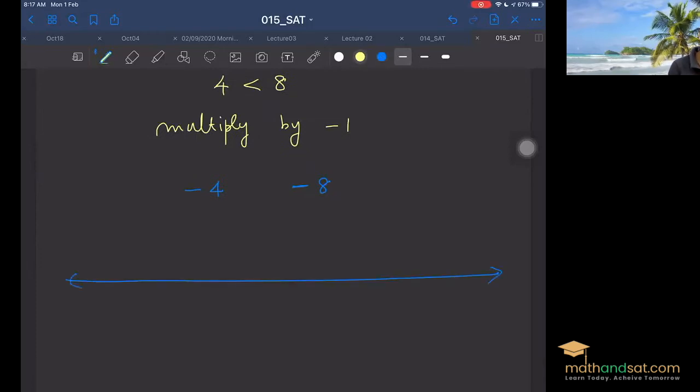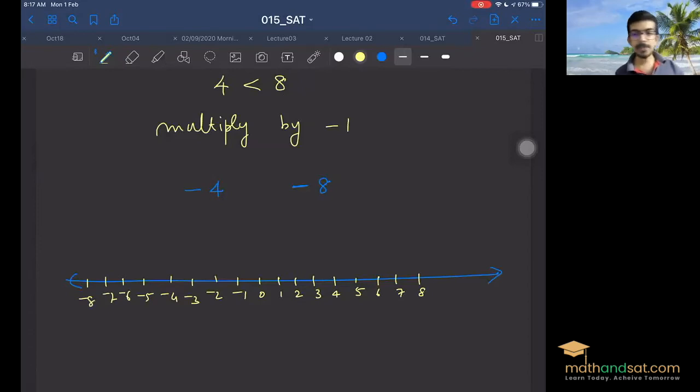Please listen carefully. So I have 0 here. 1, 2, 3, 4, 5, 6, 7, 8, -1, -2, -3, -4, -5, -6, -7, -8. Initially, our 4 was here and our 8 was here. So 4 is to the left side of 8. So we can easily say that 4 is less than 8.